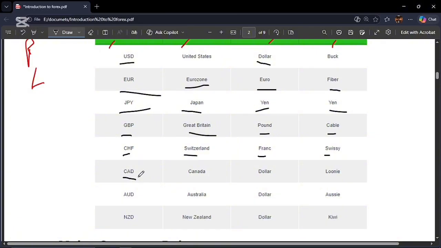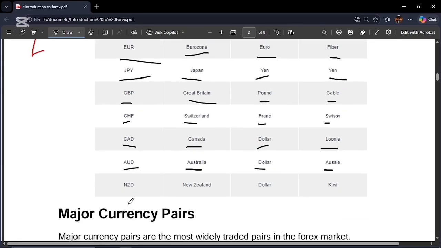We have the CAD. This is in Canada, and you know those guys in Canada also use a dollar. But the nickname for their dollar is a different one. It's called a loonie. We have the AUD. I call it an Audi since I love cars. This is from Australia, and these guys also use a dollar, and their nickname is the Aussie. And then we have the NZD. This one is in New Zealand, and also it's a dollar, and the nickname is a Kiwi.